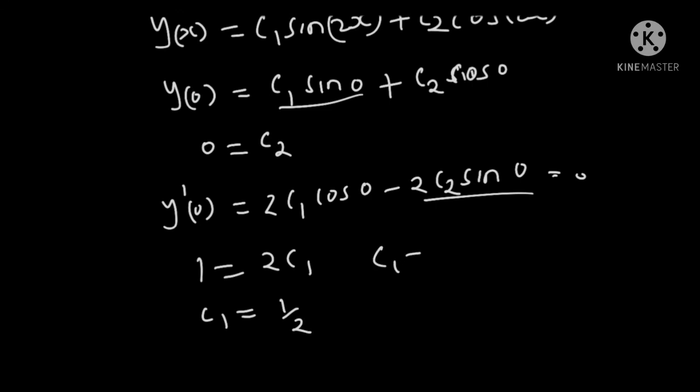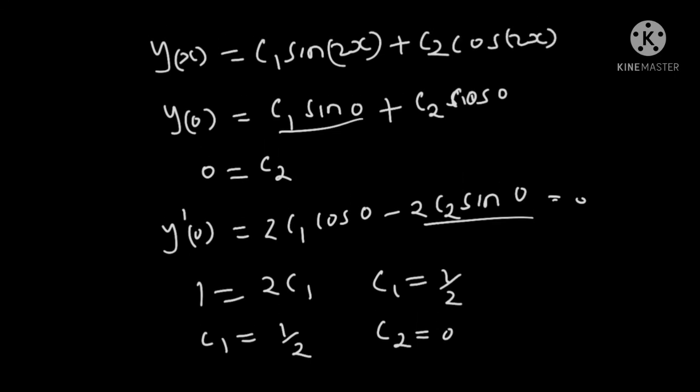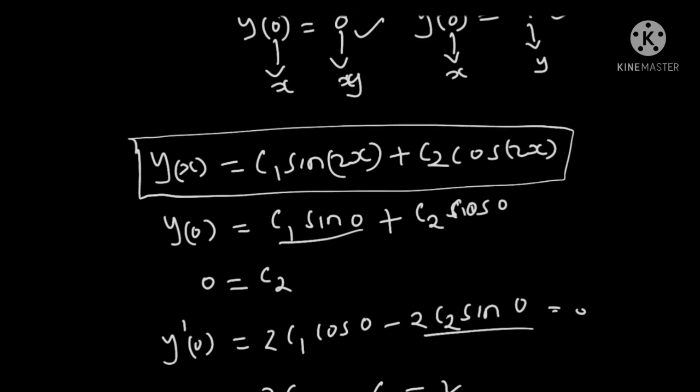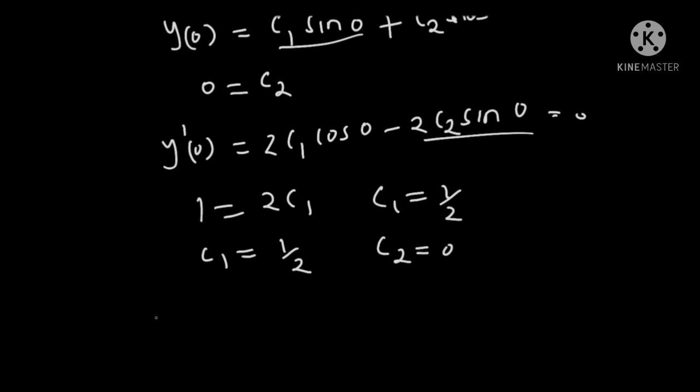Since we have c1 as a half and c2 as 0, we can substitute them in our initial solution to get our particular solution. So we have y equals, c1 is a half, sine 2x, and c2 is 0. Therefore, the second part will reduce to 0. And this is our particular solution.